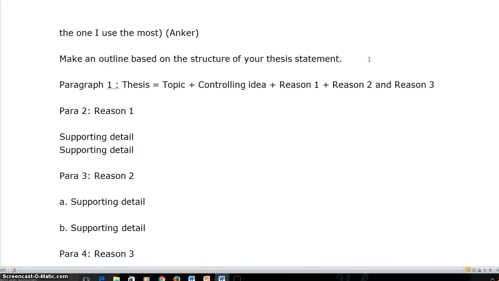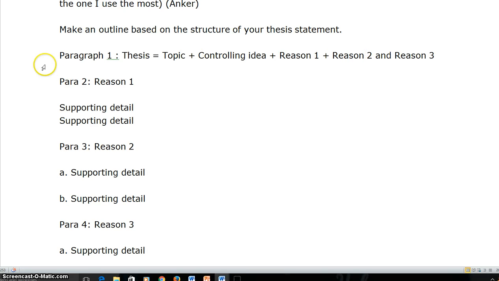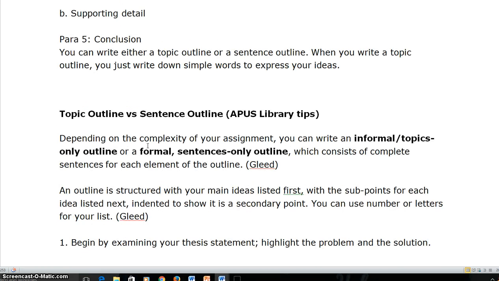So when you make an outline, you write your most important sentence first. Then you write the details of each subordinate detail second. So this will be paragraph 1, paragraph 2, paragraph 3. And then there are two other types of outline. There's a sentence outline and a topic outline. Depending on the complexity of your argument, you can write an informal topics-only outline or a formal sentences-only outline.